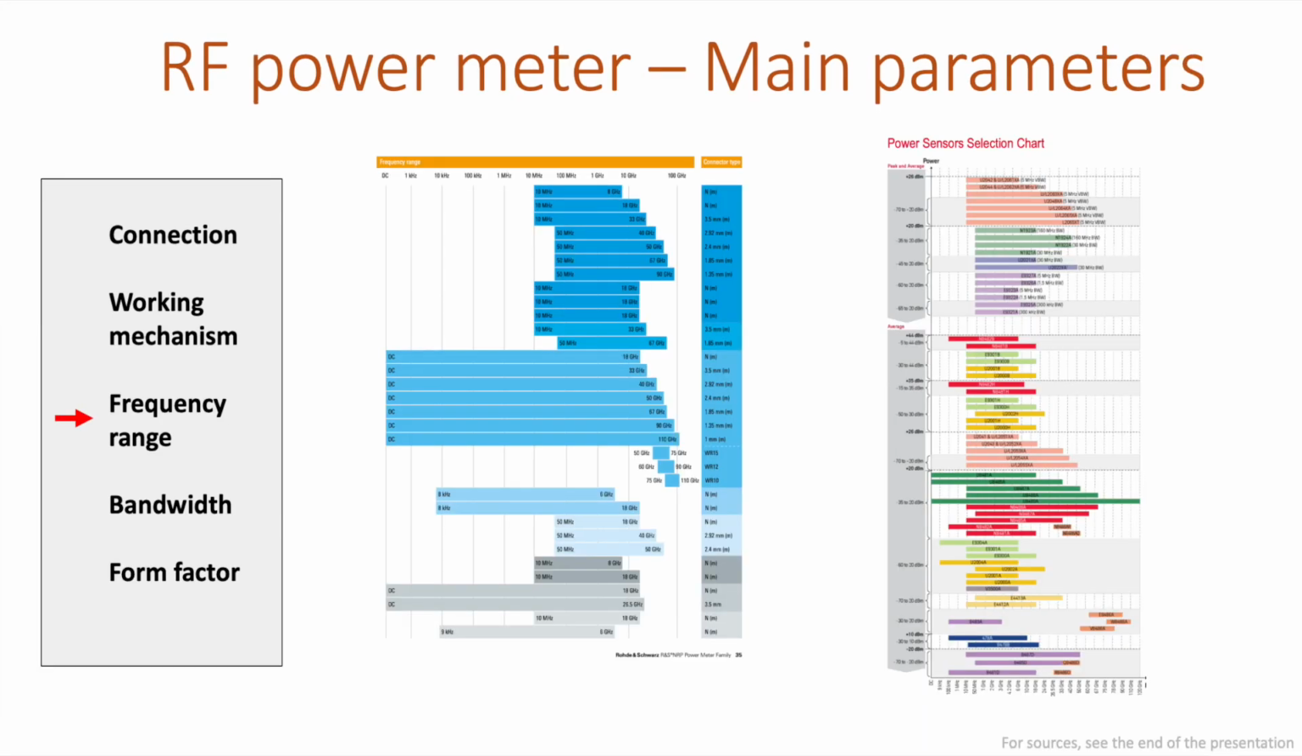Then sensors also differ greatly in their frequency range. I'm not going to go into details here, but here you see some pictures that you find in the product brochures of well-known manufacturers, Rohde & Schwarz in the middle, and Keysight on the right. And you see they have a wide range of different power meters available for all different types of frequency ranges. Talking also of frequency, we also have differences in bandwidth for the devices.